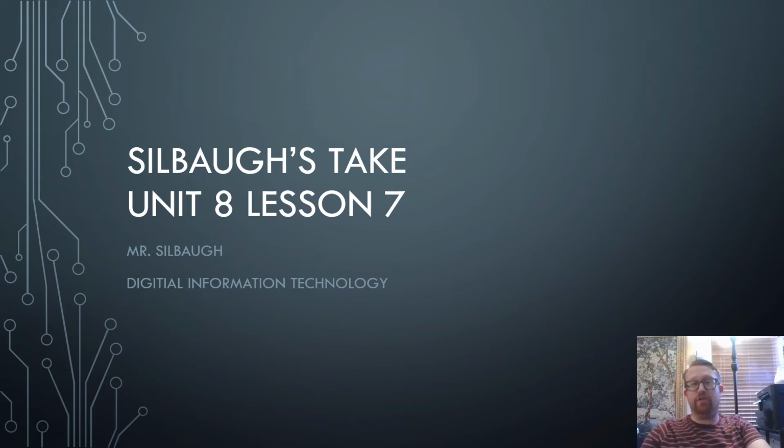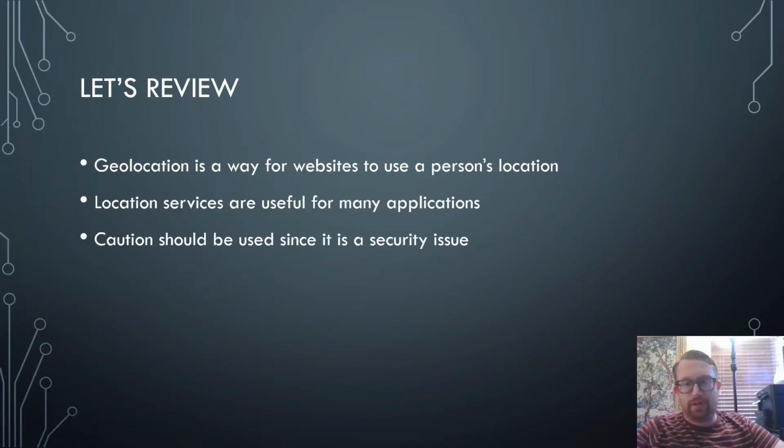This is my take on Unit 8, Lesson 7. So, in the last lesson, we talked about geolocation, and it's a way for websites to use a person's location. There are many benefits to that, and location services are useful for many applications. A lot of the times that we think about now, like food delivery, tracking packages that come in the mail, all of that stuff is geolocation. But caution should be used here, since it's a security issue that you're asking for someone's location. That's one of the reasons why there's a pop-up box to ask.